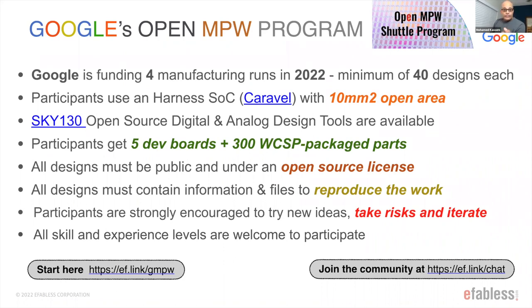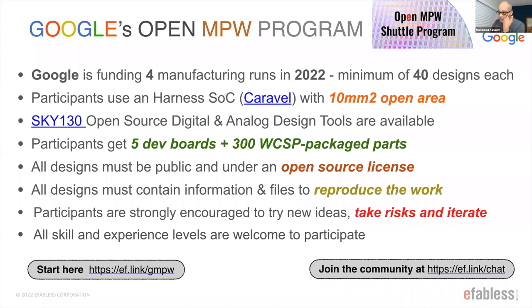Google's condition for this is that the designs need to be open source, and the objective here is to jumpstart the ecosystem in open source design. One more condition is that the designs need to be reproducible by others. If the designs are just a bunch of GDSs, nobody can actually inspect them or verify their validity, it increases the risk and reduces the value.